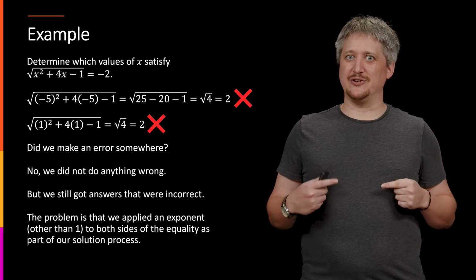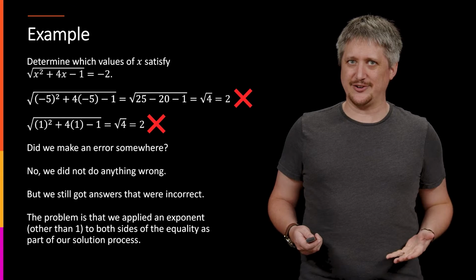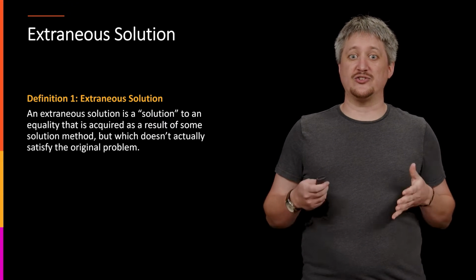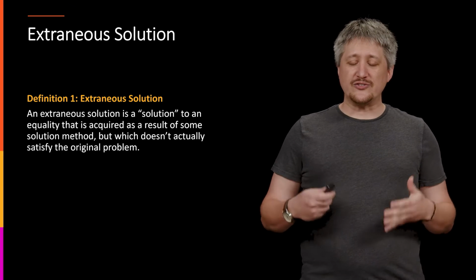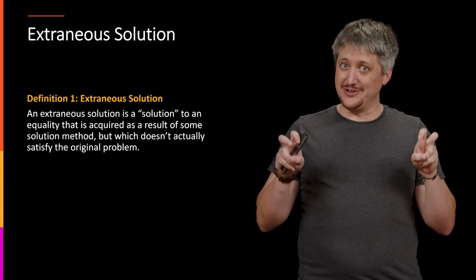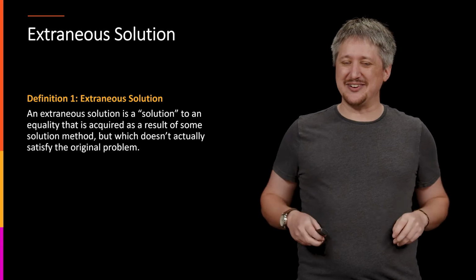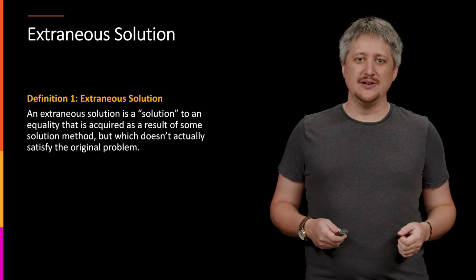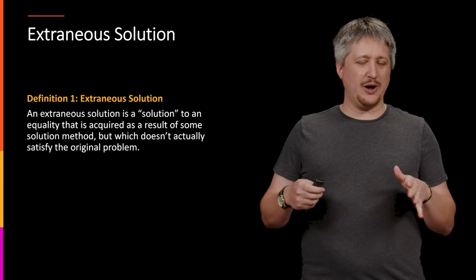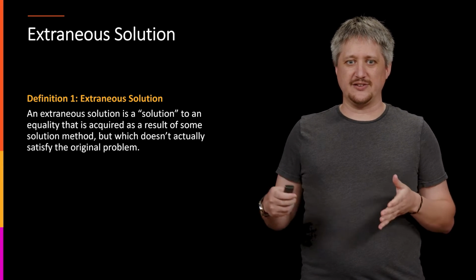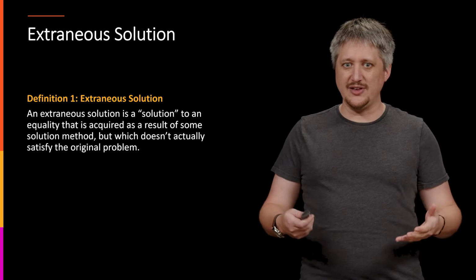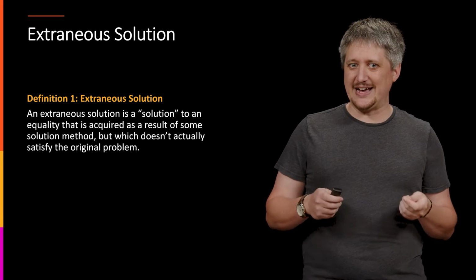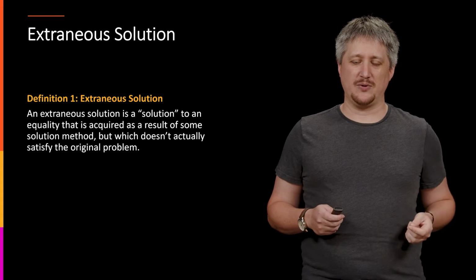We didn't make any errors along the way, but we still didn't end up with a correct answer. So these things have a special name, and these things are called extraneous solutions. An extraneous solution is a solution, loosely speaking, to something like an equality or whatever, that you acquired through a perfectly valid process, some solution method like we just did, but at the same time, it doesn't actually work. It doesn't actually satisfy the original problem.